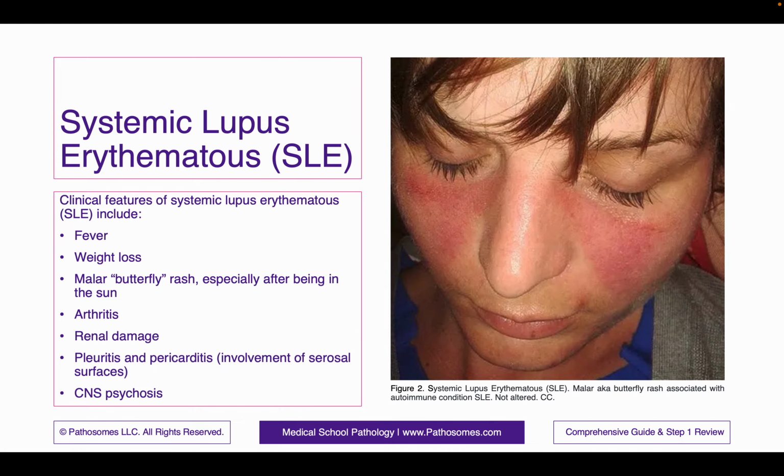Now here's this image again. Make sure you pay very close attention. You can recognize the butterfly rash, right? You're going to see this again, I guarantee it.